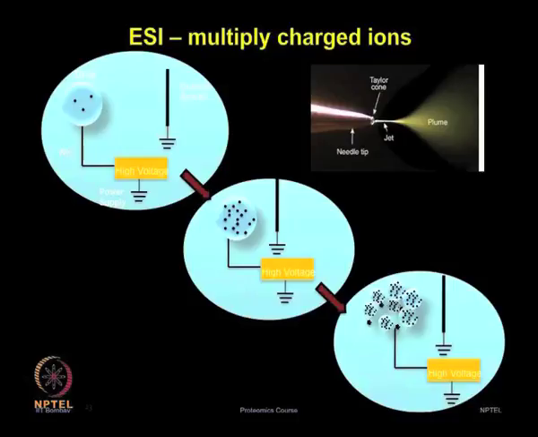The top panel shows the Taylor cone generation, and in the center it is shown that multiple charged ions are produced. Usually it is coupled to the MS via real-time liquid separation.